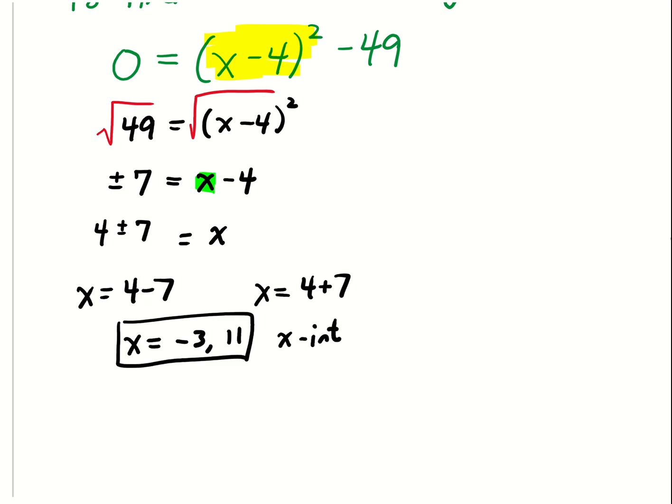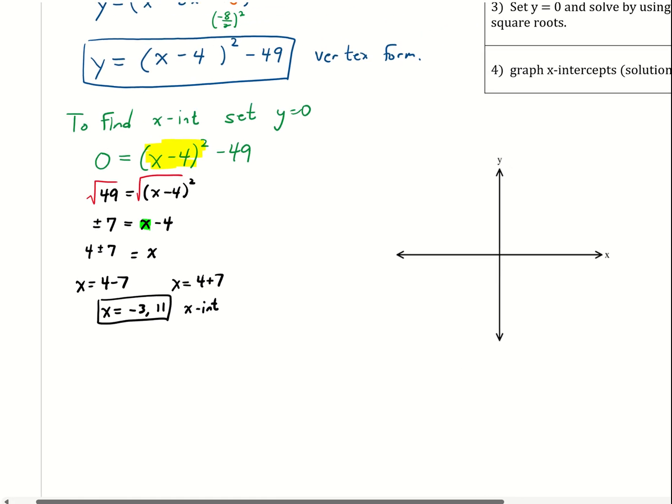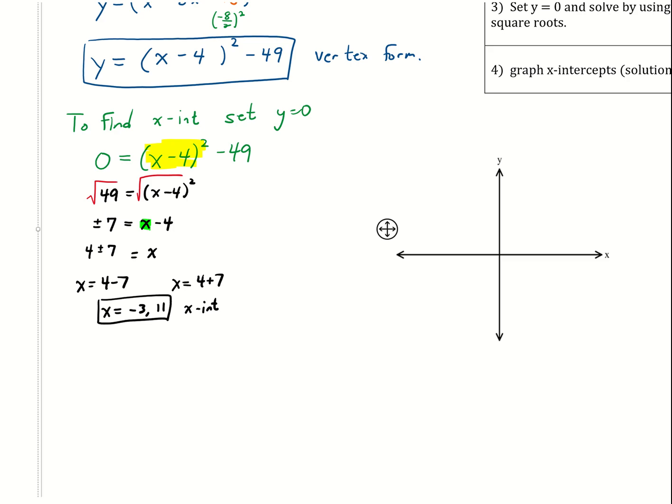Okay, so those become the x-intercepts of the graph. So now, how we can tie all this together with things that we've already been doing is we can use the vertex form to sketch the graph. When you're looking at the vertex form, x minus 4 is telling us to move the graph right 4. Minus 49 is telling us to go down 49. Well, if we sketch, we're going to go right, down, and our graph is going to open up like this.